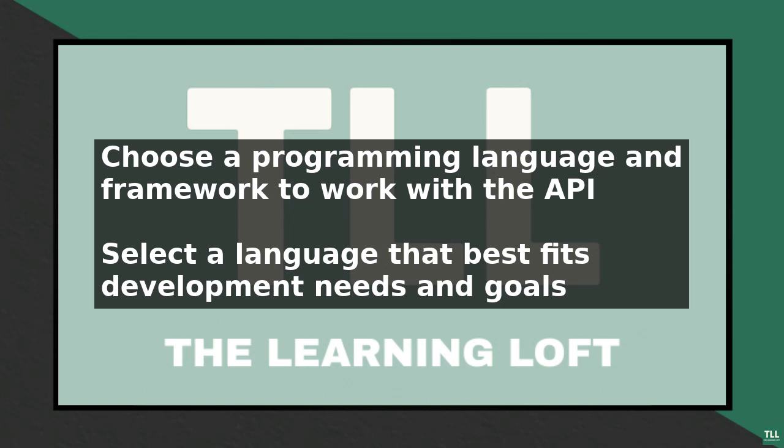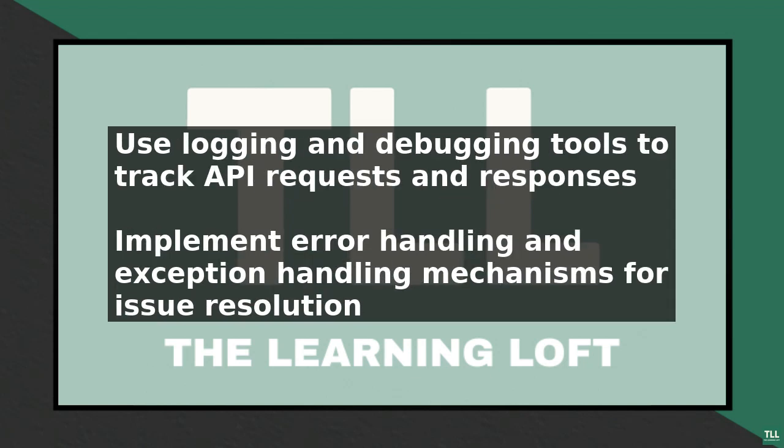To monitor the API, use logging and debugging tools to track API requests and responses. This will help you identify any errors or issues that may arise during the integration process. You can also use tools like Postman or curl to test and verify API endpoints.